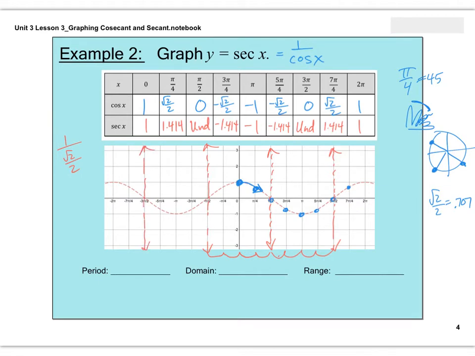So let's graph secant x. So secant x, our first coordinate goes at 0, 1. So over 0, up 1, here it is. Then our next coordinate goes at pi over 4, 1.4. So pi over 4, 1.4 is about here. Then our next one is undefined. Then our next one is at 3 pi over 4, negative 1.4.